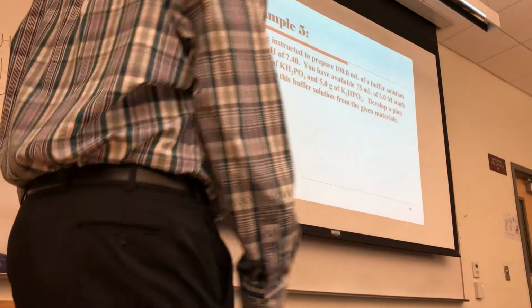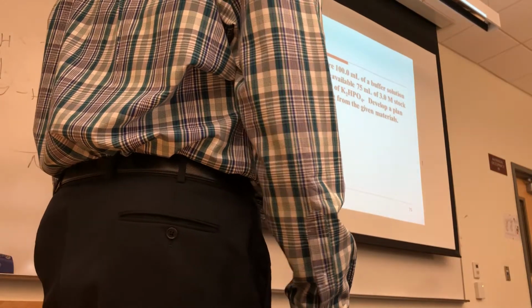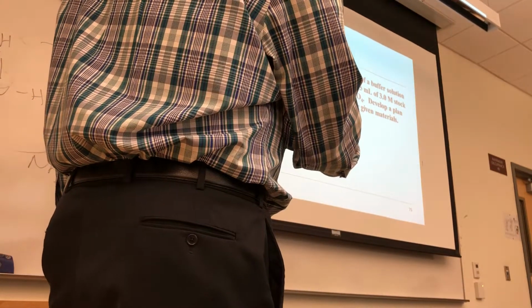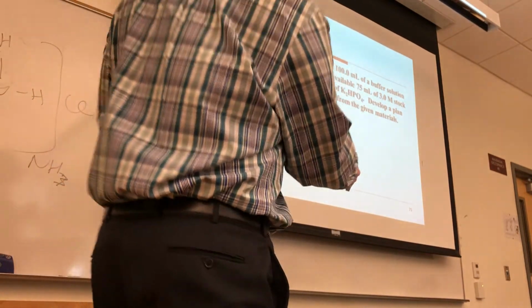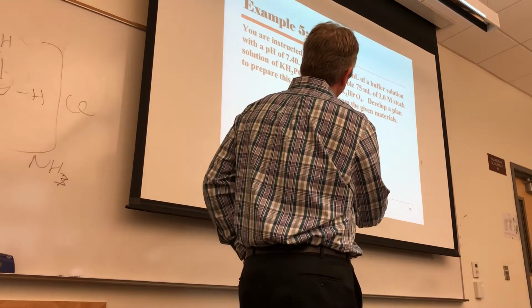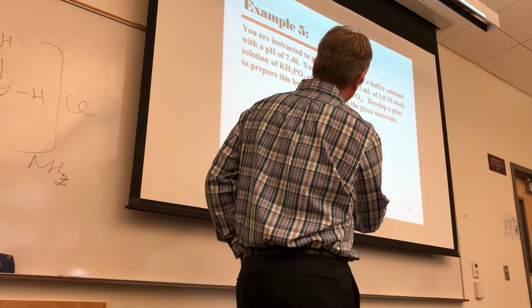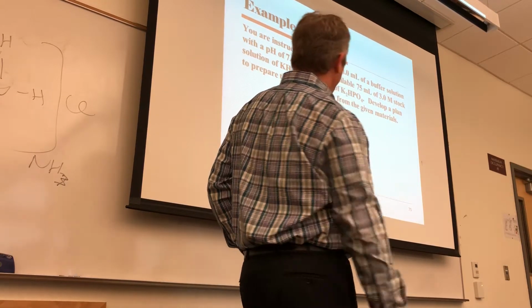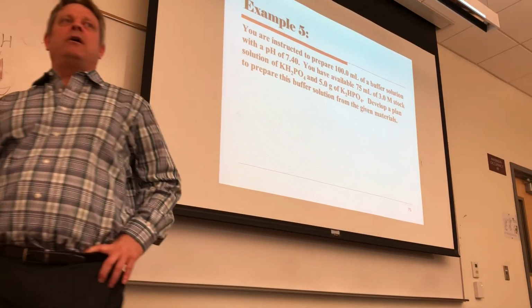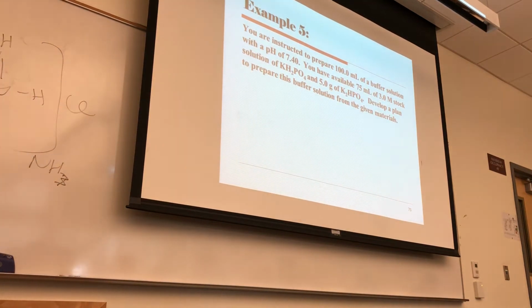And lastly, I want you to do this at home. You were instructed to prepare 100 mL of a buffer solution with the pH of this. You have this available and you have this available. Develop a plan to prepare this buffer. There's no right answer. The one thing I will say is, as I've talked about before, you don't want to use everything you have. There's also going to be one that's somewhat limiting. So I would probably start to see, this is probably going to be limiting.